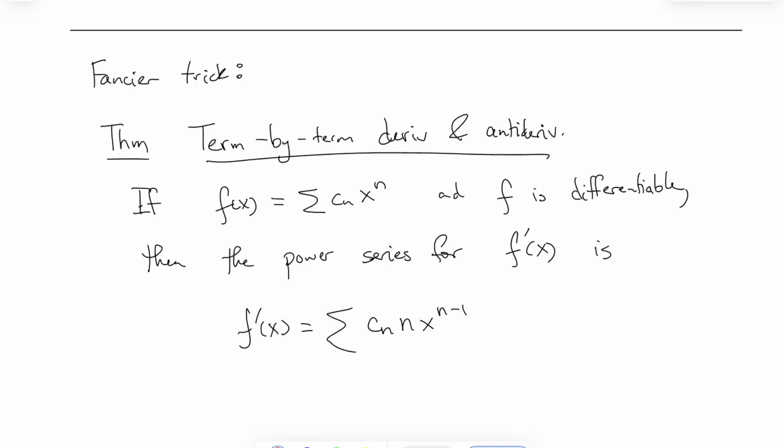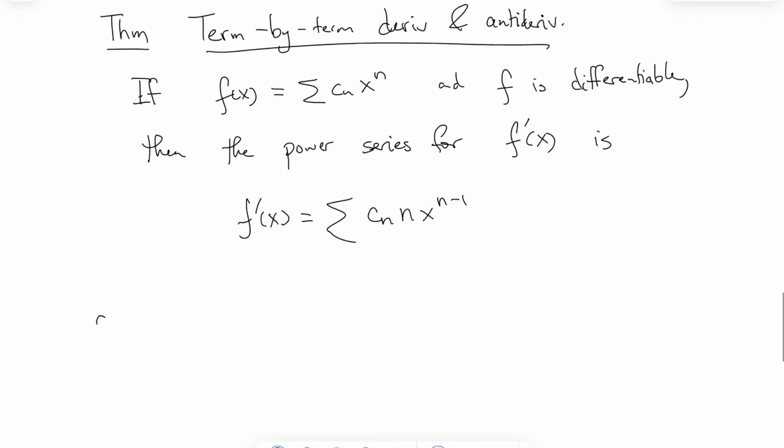All right? This is a theorem because you might just say, isn't that just obvious? I take the derivative on the left side, I should also take the derivative on the right side. It's not entirely obvious that this is valid because that's an infinite sum and weird things can happen in infinite sums, but I would ask you to take my word for it. This actually is valid when you're working with power series. The power series for f prime of x is that, and you can also do this for the antiderivative.